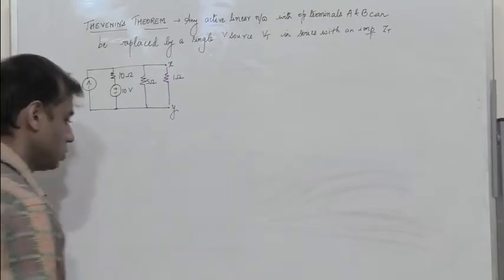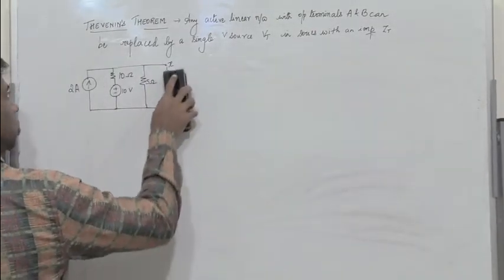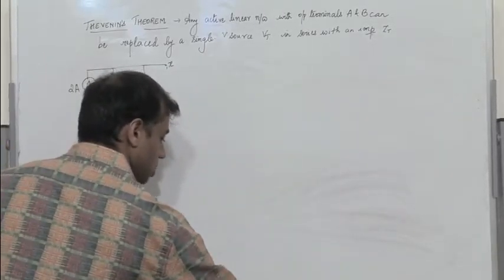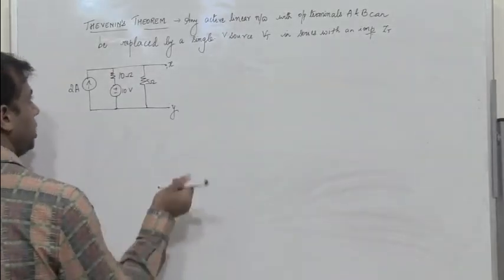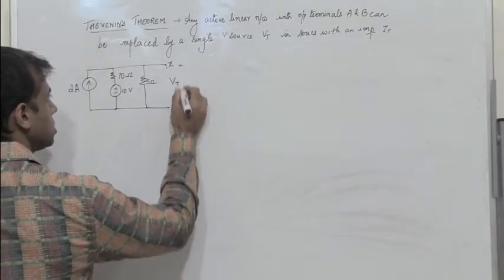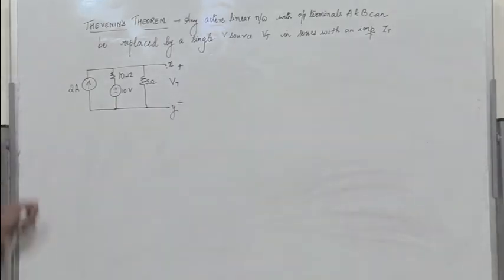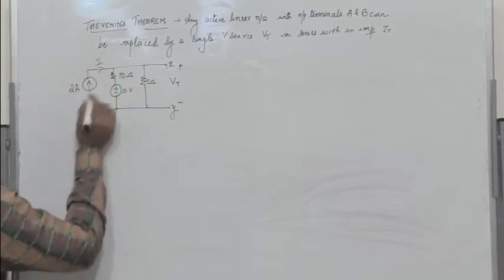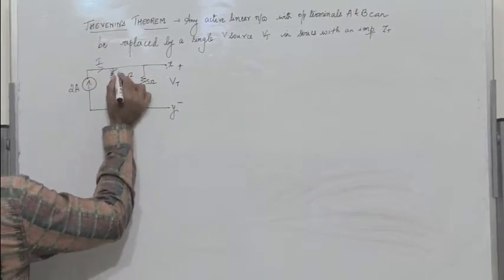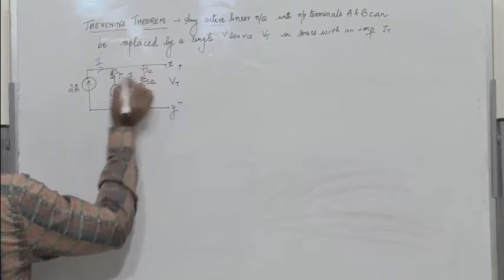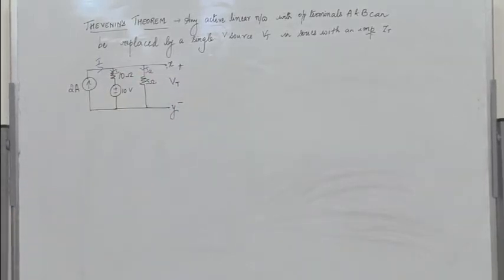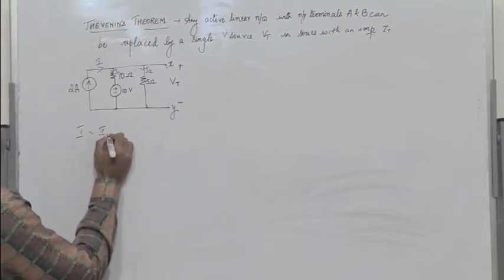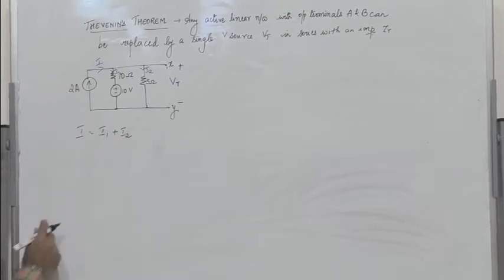To find the Thevenin's voltage, we open circuit the two terminals across which I need to find Thevenin's voltage. So we need to find the voltage Vt across XY, and here there is a current source. Let this be I. This current source I divides itself into I1 and I2, so I equals I1 plus I2.